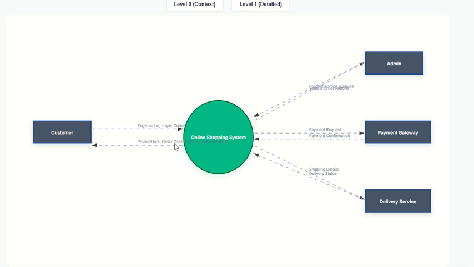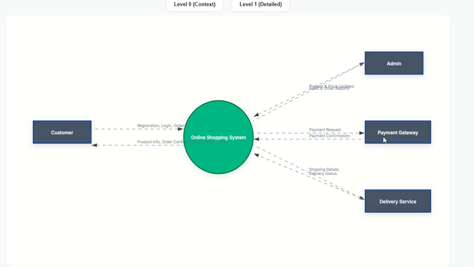Our online shopping system also sends information to the customer such as product information, order confirmation, and payment status. Number 2 is the admin. So the admin to our system gives us the product updates and price updates. So the admin will be inputting the product updates or the price updates. Then from system to admin, this one is sales reports and order reports from the customer.